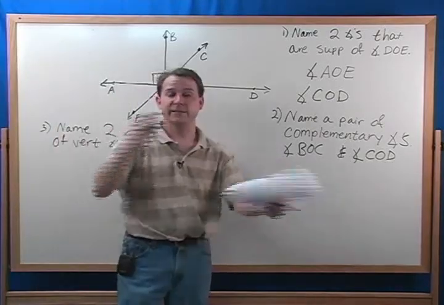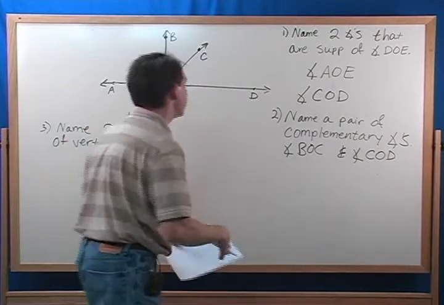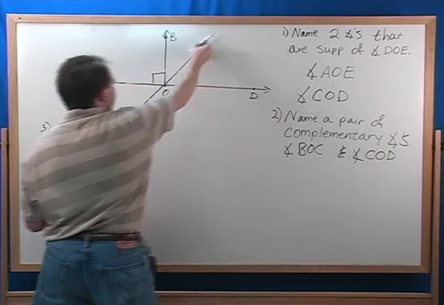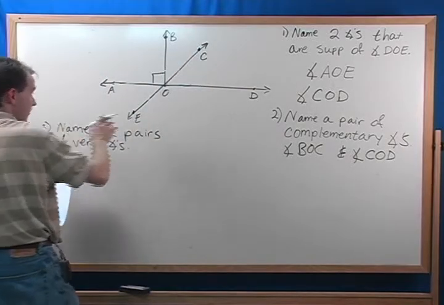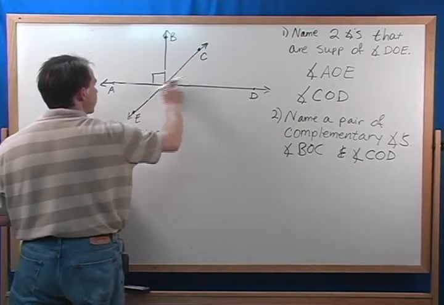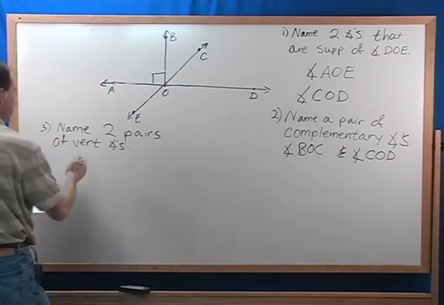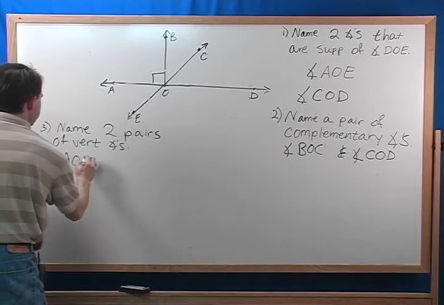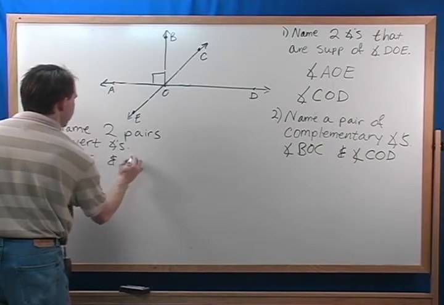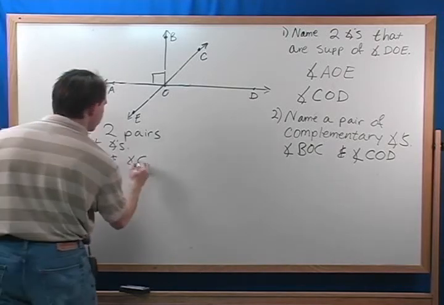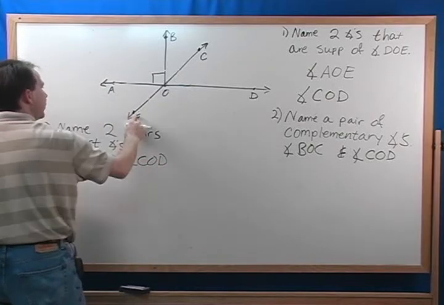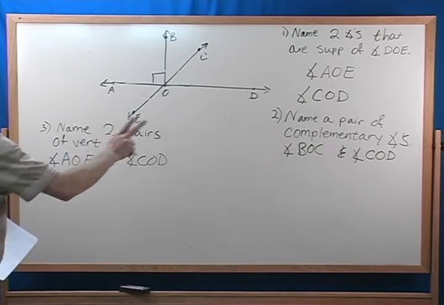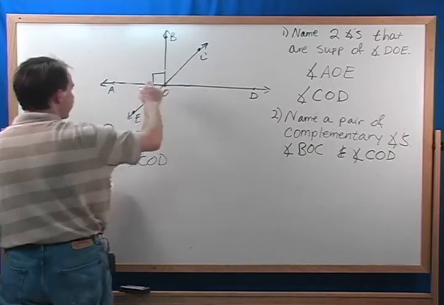Vertical angles are formed anytime you have crisscrossing lines. So all you have to do is find a crisscrossing line. The one that jumps out at me right away is this line crisscrosses with this one. So these are vertical angles. Okay? So that's easy enough. So you know that angle AOE and angle COD, these two angles here, they're vertical angles, but it asks for two pairs. That's the easy one. What else is there?